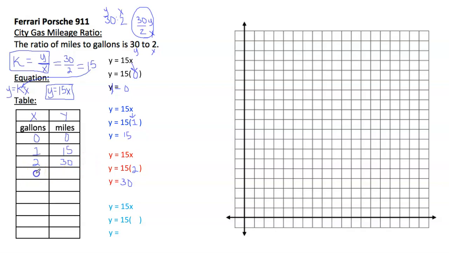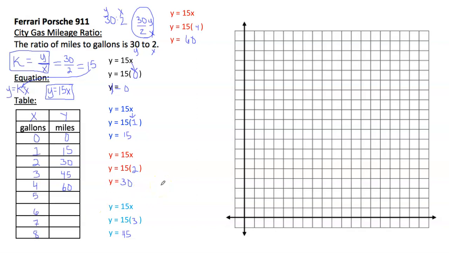Alright, I'm going to choose 3 next. 15 times 3 is 45. Alright, let's use 4 now. 15 times 4 is 60. And I think you're starting to see that I'm just going to go up by 1 for the x's, make it simple.